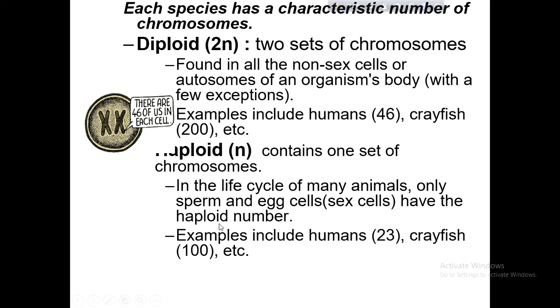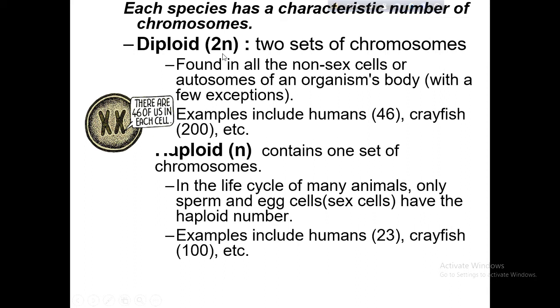So what is diploid? Two sets of chromosomes found in all non-sex cells. That means diploid means there are two sets of chromosomes, and these two sets come from different parents. Look at the picture. This is one chromosome coming from the mother, suppose, and this is another chromosome coming from the father. And this is called the diploid number of chromosomes, two sets of chromosomes. Alternatively, when there is only one set of chromosomes coming from either parent, this is called haploid.